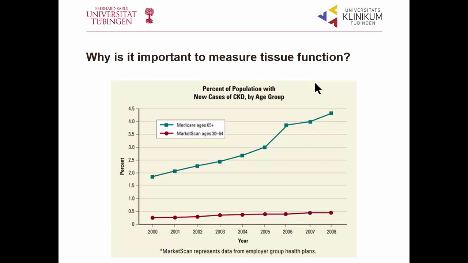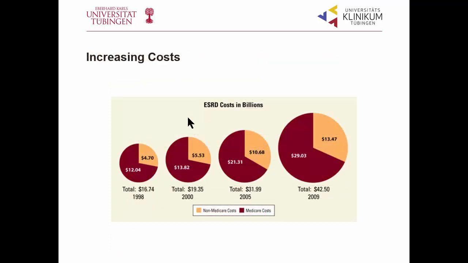So let's start. The question is, why is it important to measure tissue function? Why would it be important to measure renal function? If you think of renal disease, chronic kidney disease, we can see that the percentage of people suffering from chronic renal disease is increasing, and chronic renal disease itself is also a risk factor for cardiovascular disease. We can see that the costs for end-stage renal disease are increasing over the years.